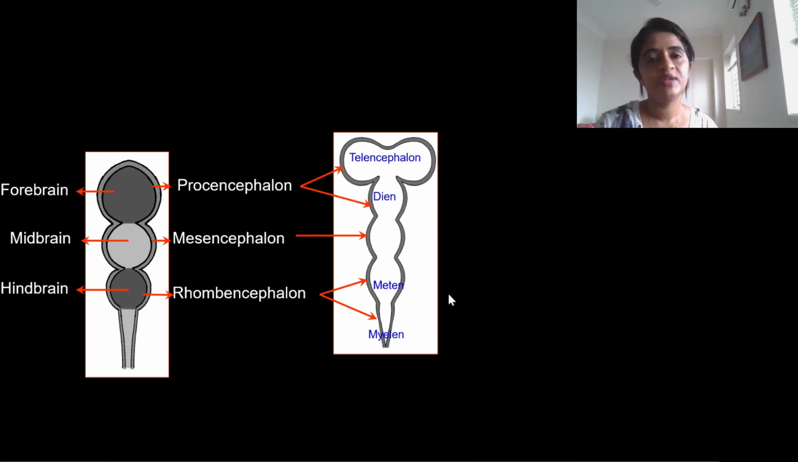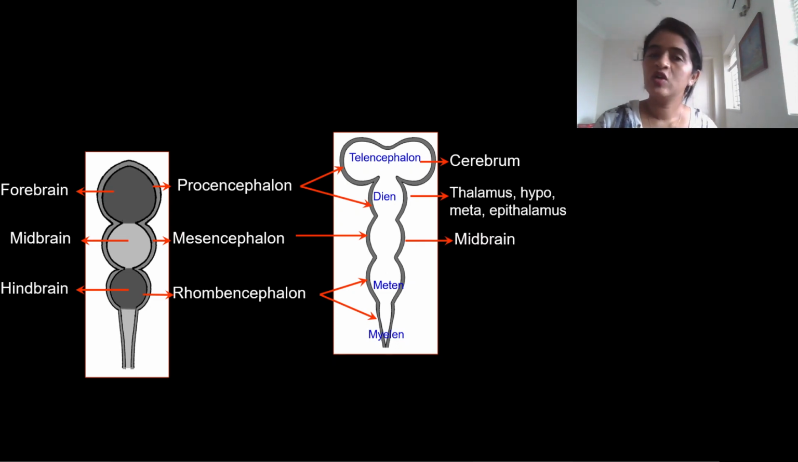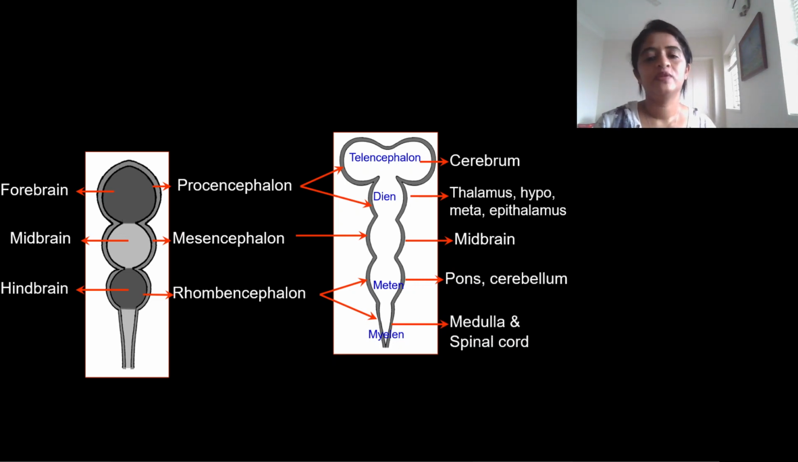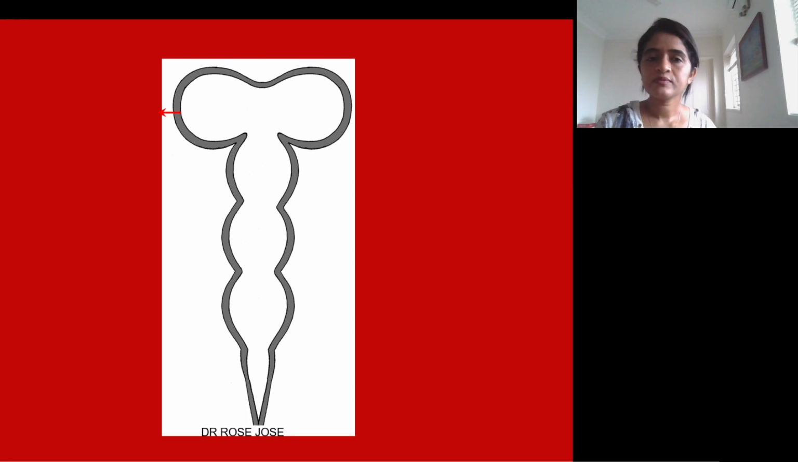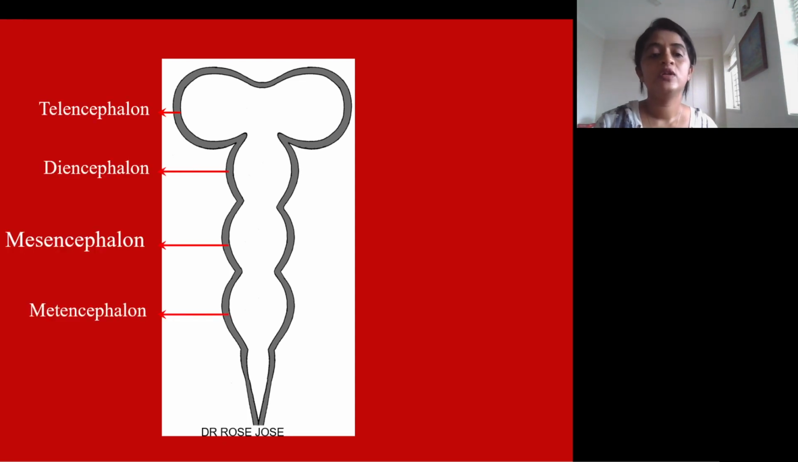This is very important, because then you can easily mention the derivatives of the central nervous system. So telencephalon gives rise to the cerebrum, diencephalon gives rise to the thalamus, hypothalamus, metathalamus, epithalamus. Mesencephalon is giving rise to only the midbrain, metencephalon to pons and cerebellum, and myelencephalon to the medulla and spinal cord. So once again you have the telencephalon, diencephalon, mesencephalon, metencephalon and myelencephalon.